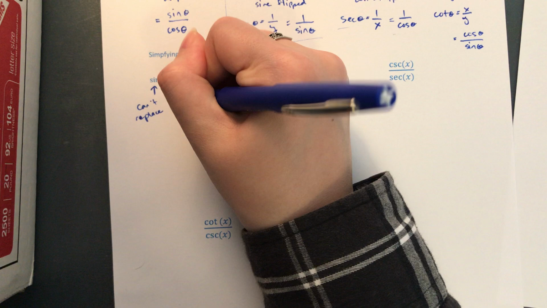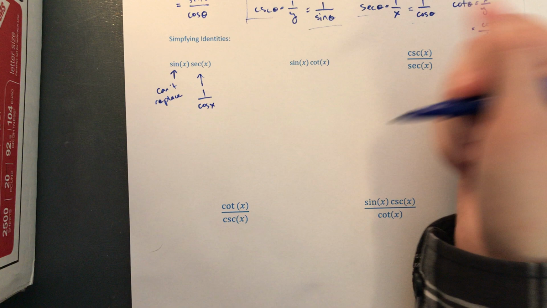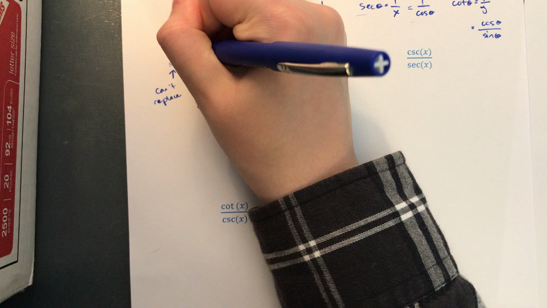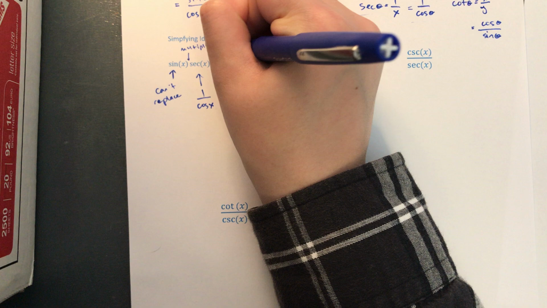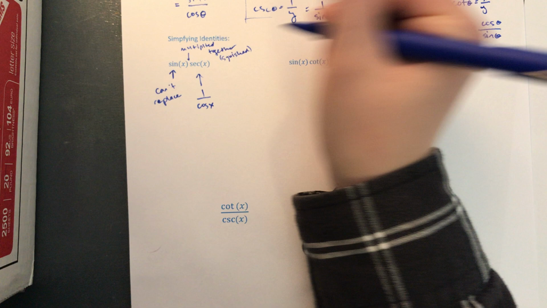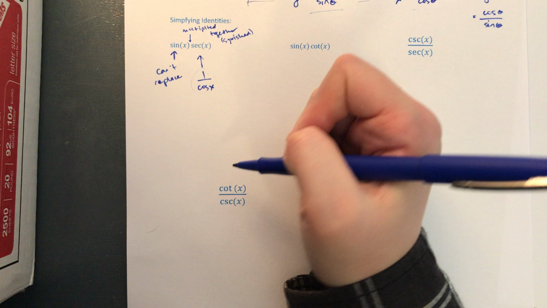But secant, what can we replace secant with? Secant is 1 over cosine x. Sweet. If they're squished next to each other like this, that means they're being multiplied. So now instead of writing sine x times secant x, I'm going to replace secant with 1 over cosine. So now I've got sine x times 1 over cosine x.